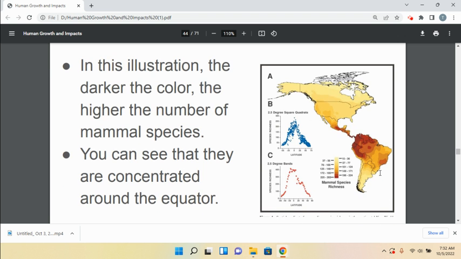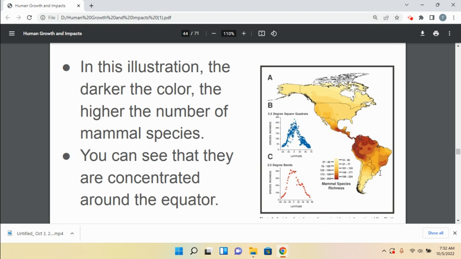This is the distribution of mammals in the Western Hemisphere. The darker colors represent a larger number of species of mammals. And as you see, the darker colors are right around the equator. You find most mammal species near the equator. As you move towards the poles, both the top and the bottom of our illustration here, you see fewer and fewer species. So again, most of your species are concentrated near the equator and in the tropics.